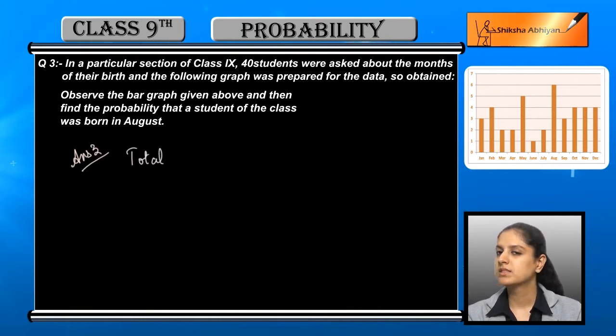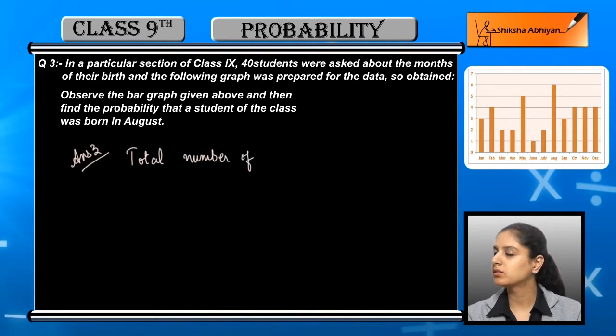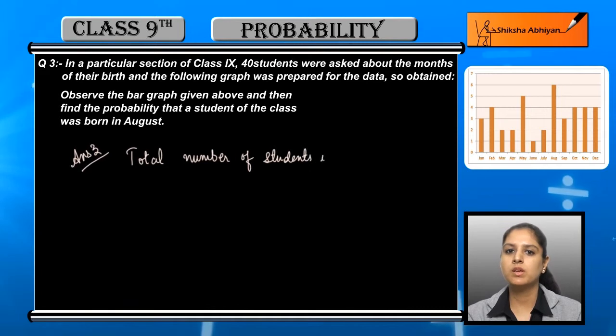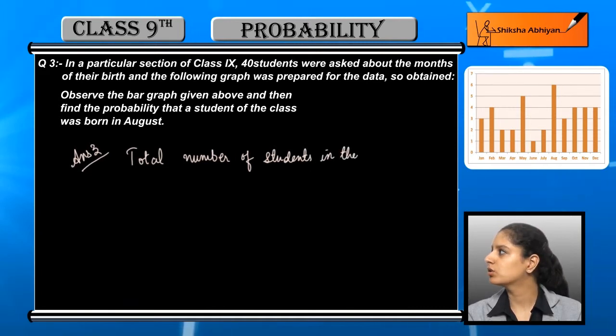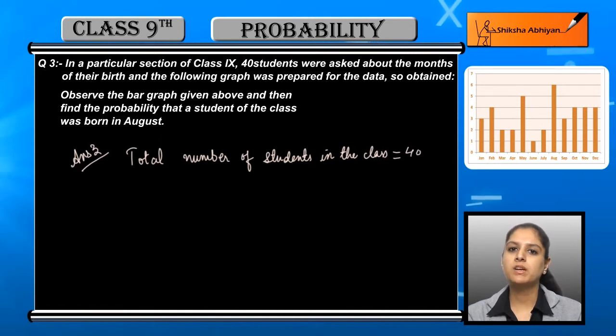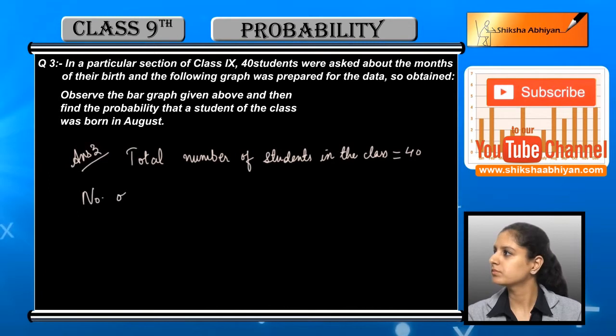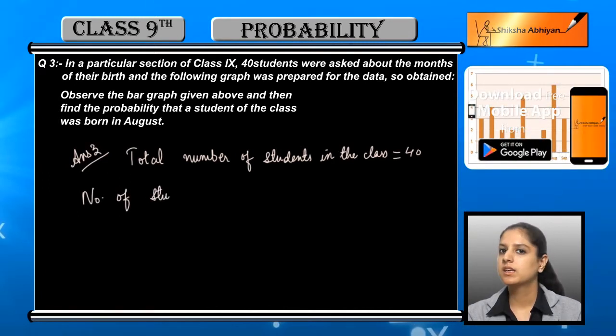Let us see. सबसे पहले looking at the bar graph and reading the question we get two things. सबसे पहले जो total number of students जिनको हमने पूछा कि उनके birth का month क्या है. So the total number of students in the class they are 40. कभी भी probability निकालने के लिए total and उस outcome का number हमें पता होना चाहिए. So next हमें ये देखना है कि August born students की probability क्या है.